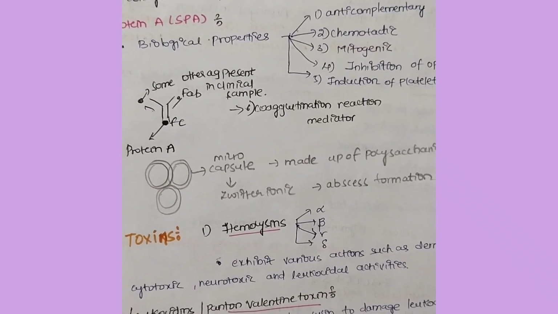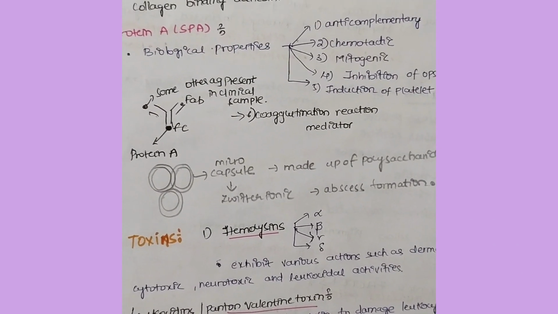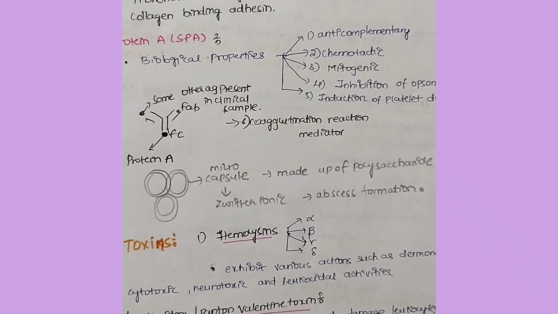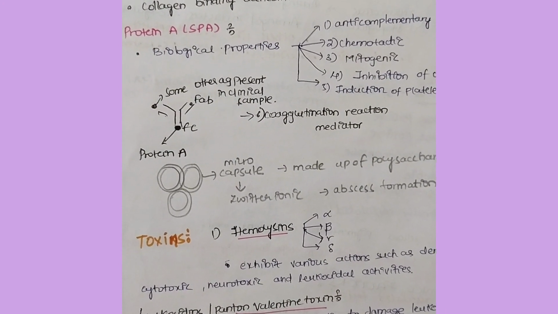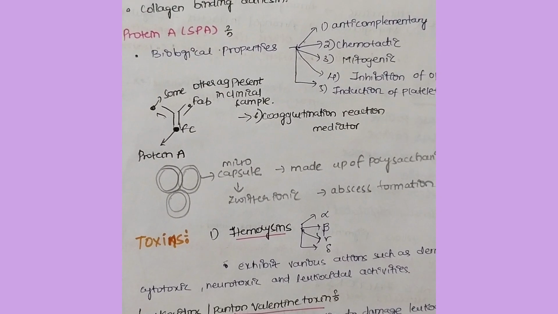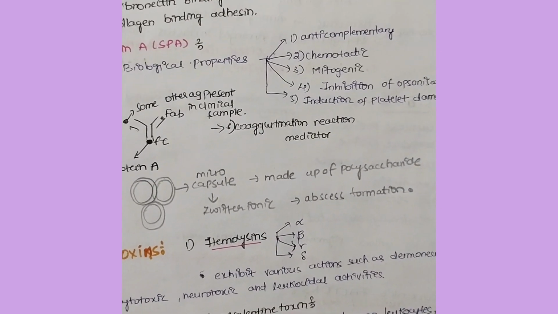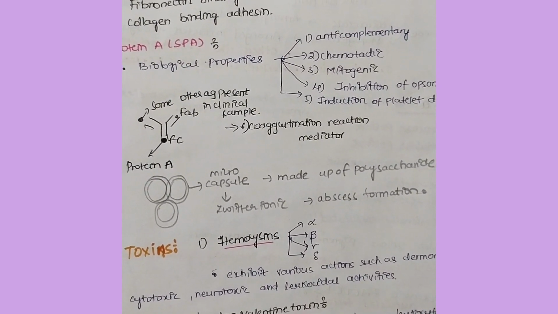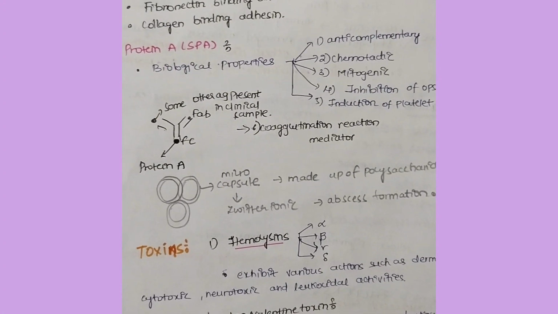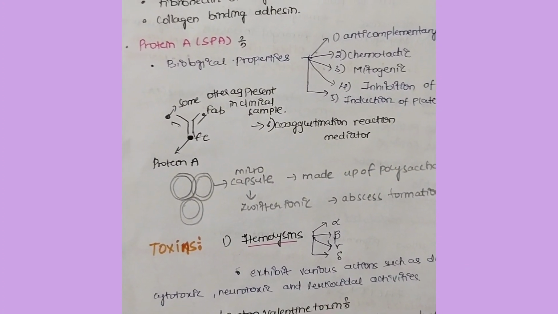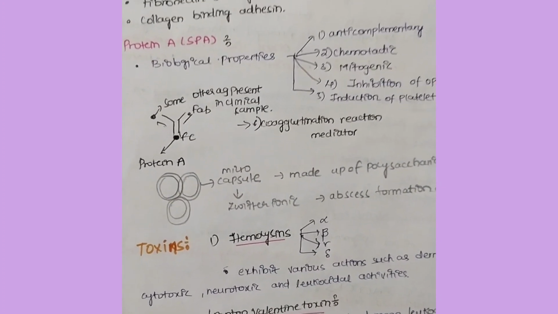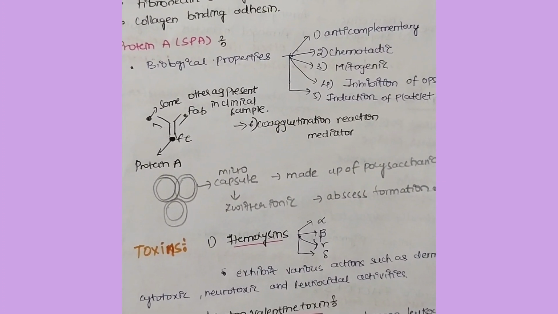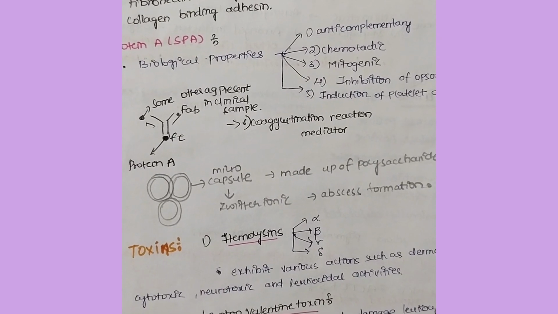The microcapsule is made up of polysaccharide, and it is zwitterionic. As we know, zwitterionic means it has both cationic and anionic forms. Due to the presence of this zwitterion, abscess formation will occur. Coming to the other virulence factor, which is toxins: the toxins are hemolysins, namely alpha toxins, beta toxins, gamma toxins, and delta toxins.